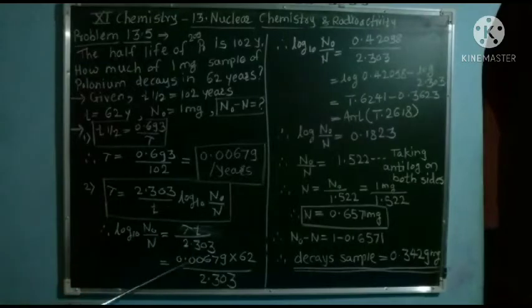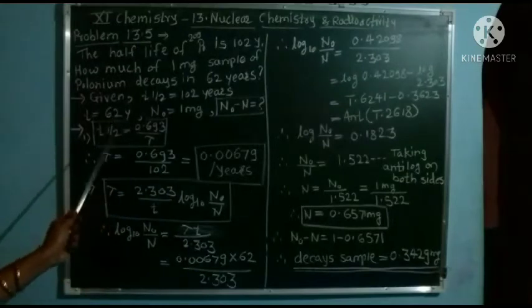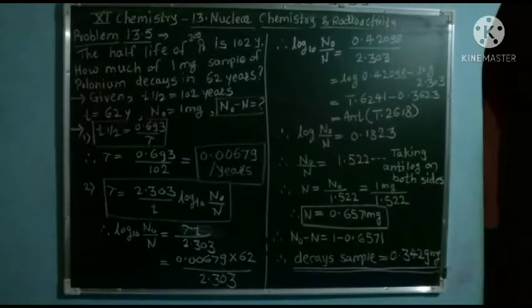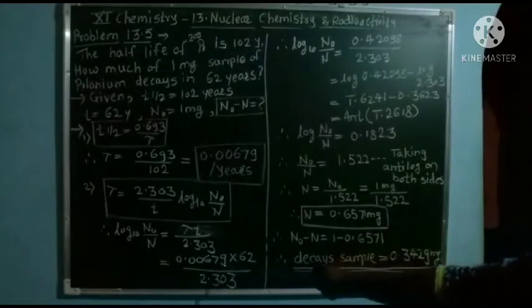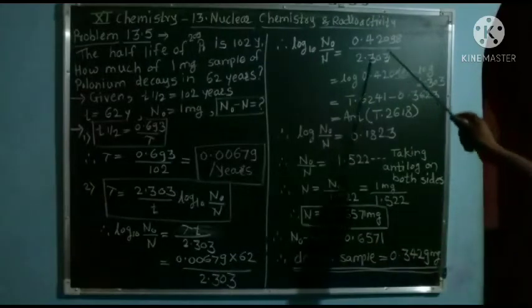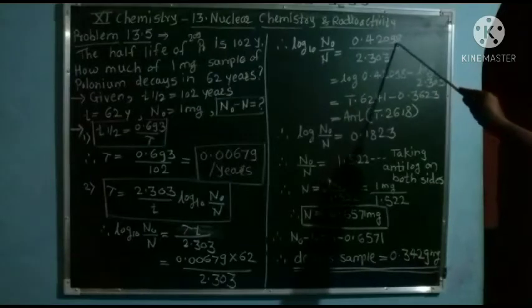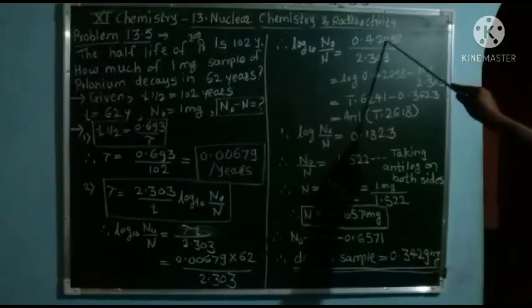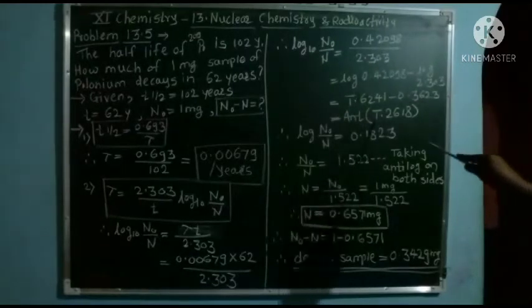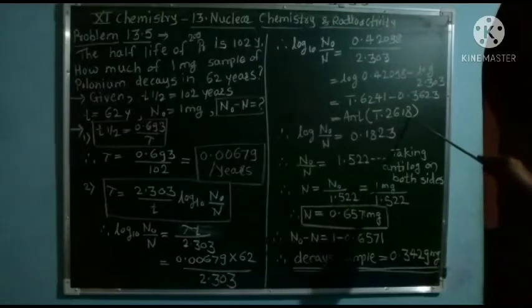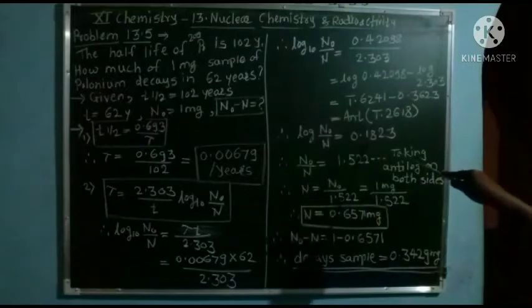Therefore lambda, that is 0.00679, into time, which is given as 62 years, divided by 2.303. The value of that: if we multiply 62 by 0.00679, it will be 0.42098. So log of the first term minus the second. Subtraction of this number is bar 1.2618.